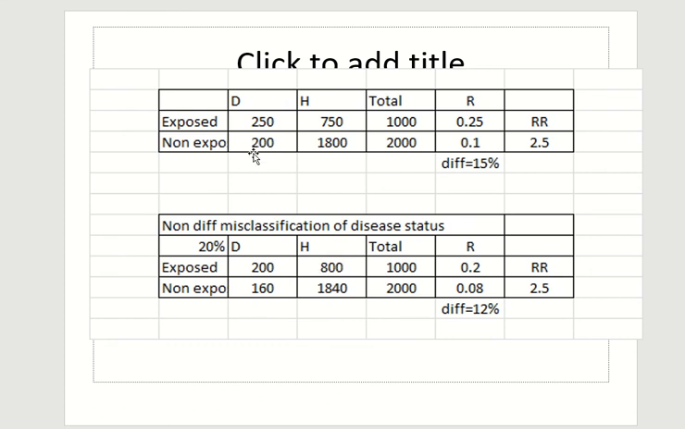Same thing, you're going to miss 20% of the 200, that is 40 individuals. You're going to think they are healthy. So I remove 40 from here and I put them here. Okay, so you end up with 160 and you end up with 1840. Now, if you repeat your calculation, you're going to calculate a risk in the exposed equal to 20% and the risk in the not exposed equal to 8%, producing a relative risk of 2.5. This relative risk is not biased. Okay, so misclassification with regard to the disease, to the outcome, if it's done non-differentially, and we're making the error whether they're exposed or not at the same rate, your relative risk is not biased.